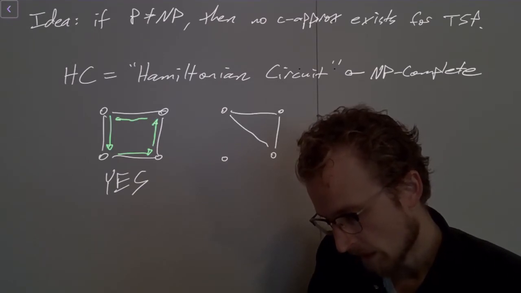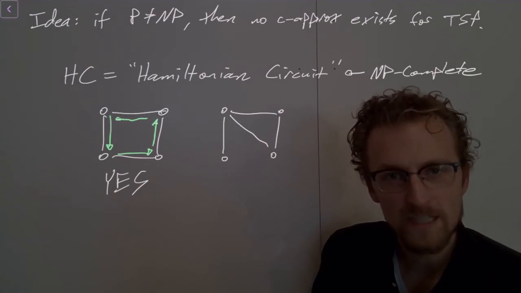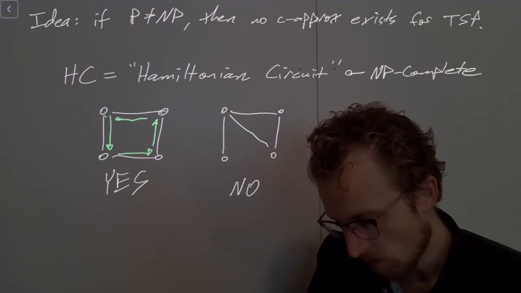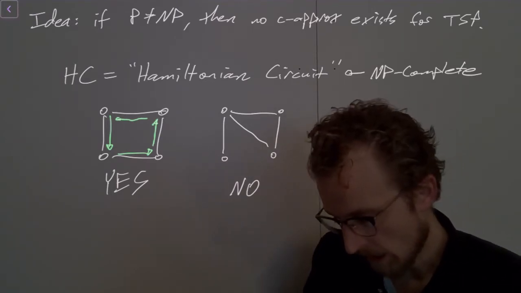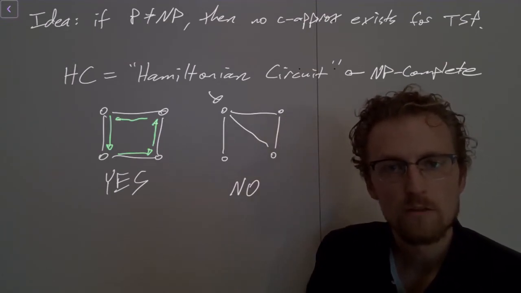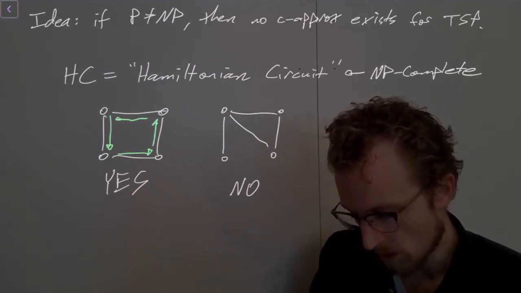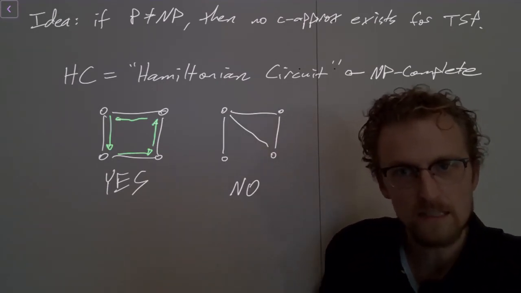So it's a connected graph, but there's no way to visit all the nodes exactly once and then return to where you start. So this has to be no. Any attempt to create a circuit here would have to visit this node twice, so there's no way to do this. So that's a no.